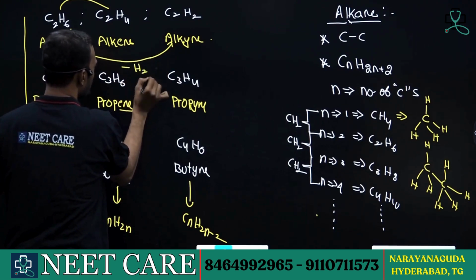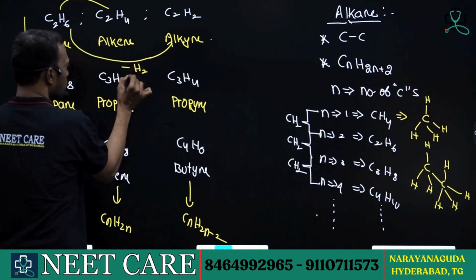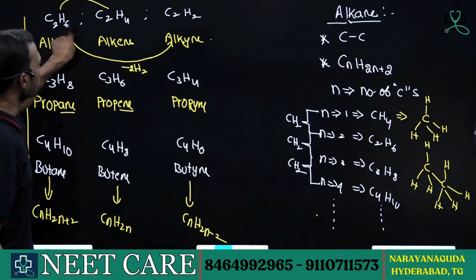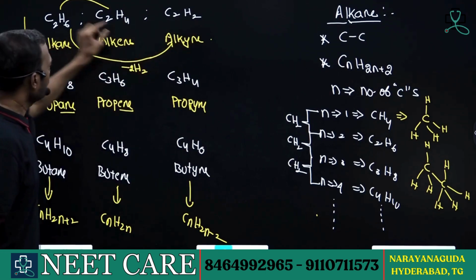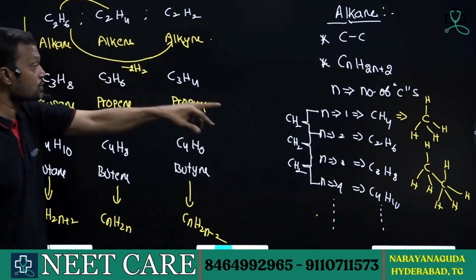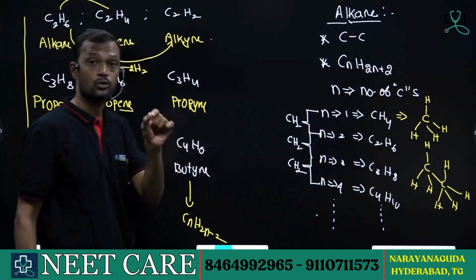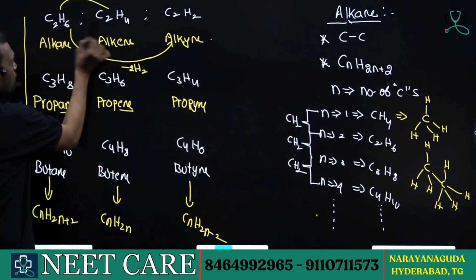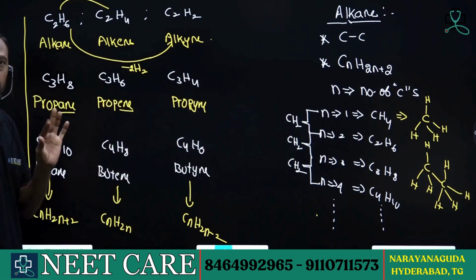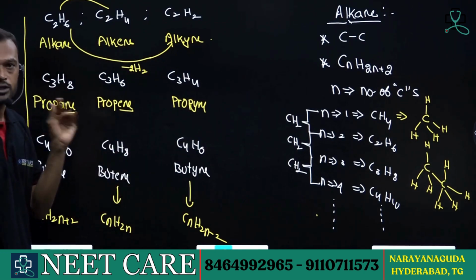If I remove 4 hydrogens, I multiply 2 into 2, which is 4. 6 minus 4, you will get 2. Every alkane, if you compare with their corresponding alkane general formula, how many hydrogens are less than the alkane general formula? That is called degree of unsaturation. That is a clear definition of degree of unsaturation.